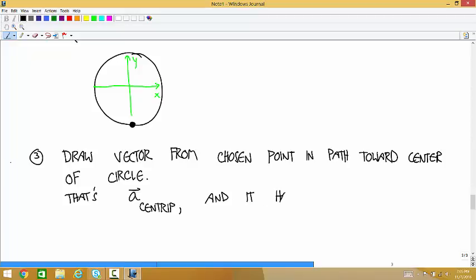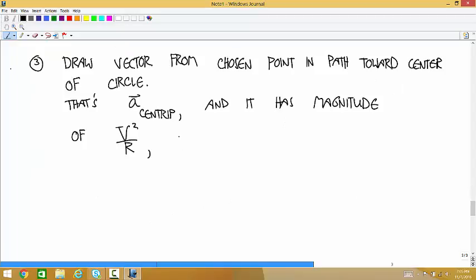And it has a magnitude of capital V squared over R, where capital V is the object's speed, and R is the radius of the circle.